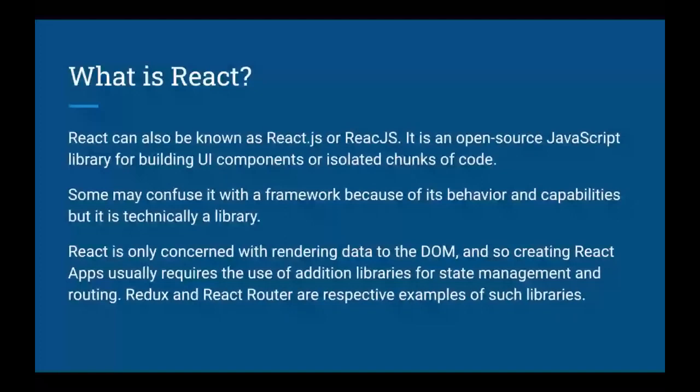React is only concerned with rendering data in the DOM, and so creating React apps usually will require the use of additional libraries for state management and routing. Redux and React Router are respective examples of such libraries. We're not going to use those in this example. The only other library that we'll be using is the UUID, which is a universally unique identifier, which we'll be using to add to our to-do items.